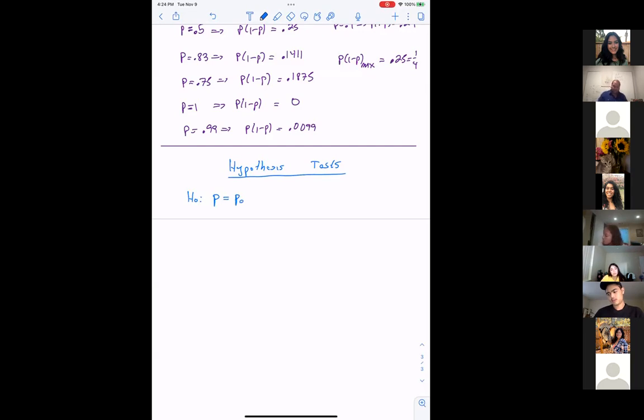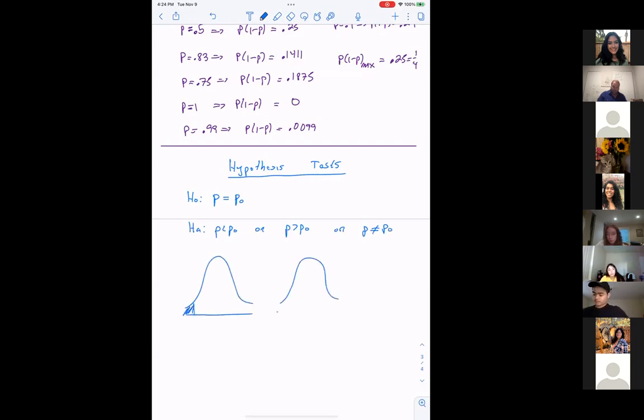So H naught: P is equal to P naught. We have three possibilities for HA: P is less than P naught, or P is greater than P naught, or P is just straight up not equal to P naught. In the first case, this is the critical region. In the second case, this is the critical region. In the third case, both sides are the critical region. You're right. I remember this now.